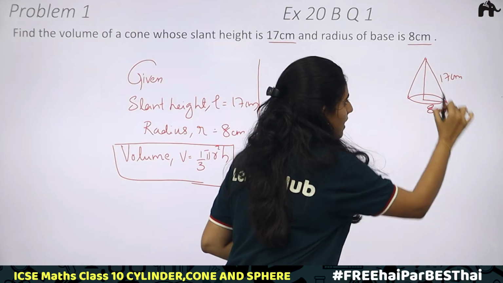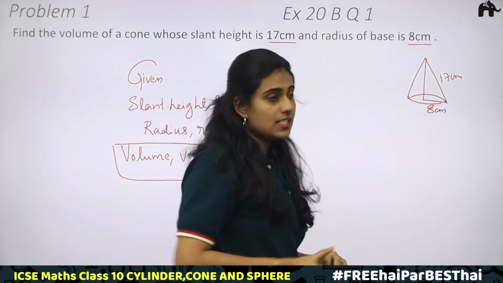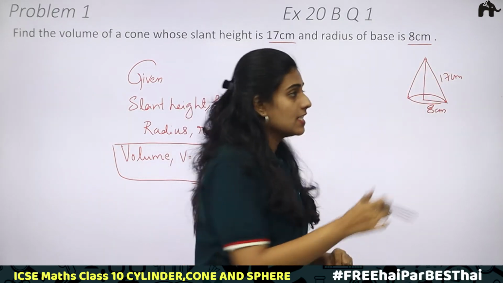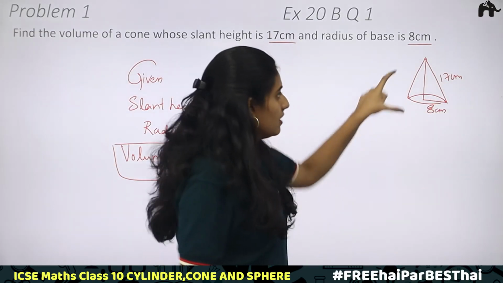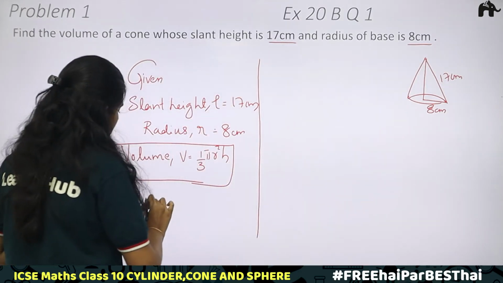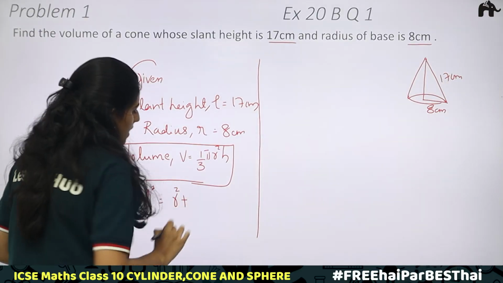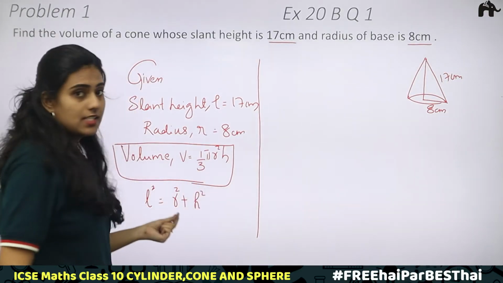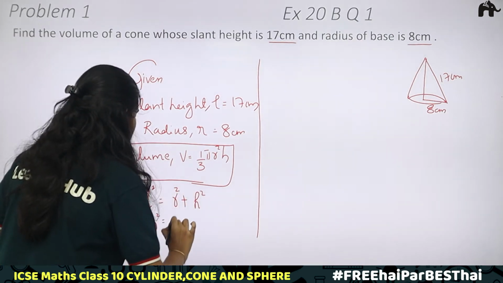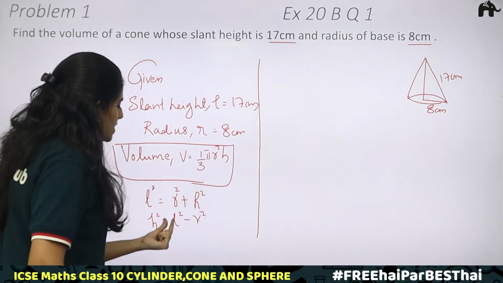Here we have a right triangle. For this right triangle, 17 centimeter is the hypotenuse and 8 centimeter is the base. That is, slant height is hypotenuse, radius is base. Then we can find what the height is. We have slant height square is equal to r square plus h square. R is the radius and h is the height of cone. H square will be equal to L square minus R square. Yes, H square will be L square minus R square.